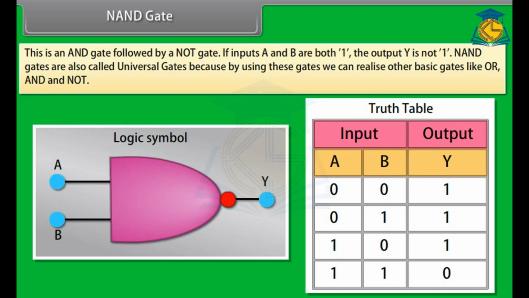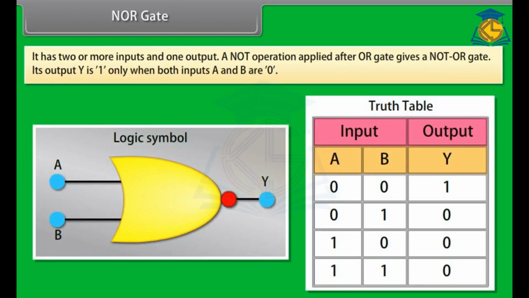and NOT. NOR gate. It has two or more inputs and one output. A NOT operation applied after OR gate gives a NOT OR gate. Its output Y is 1 only when both inputs A and B are 0.